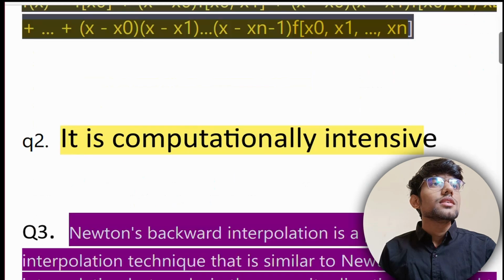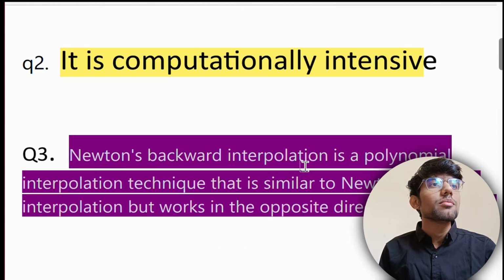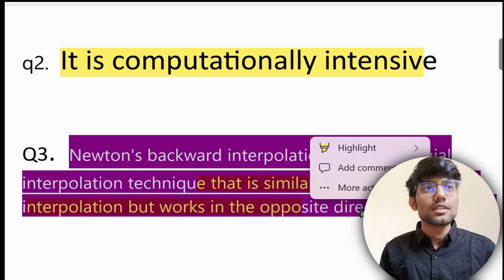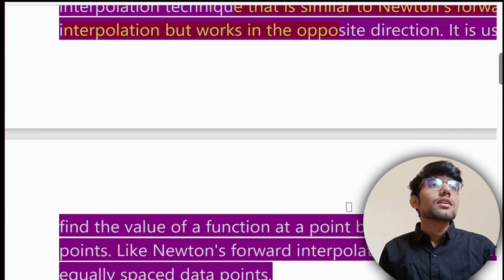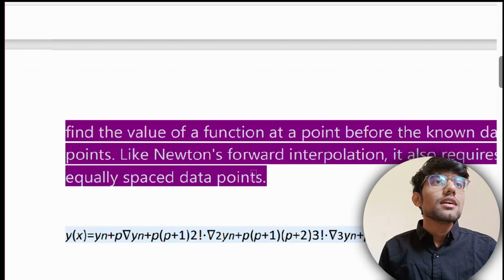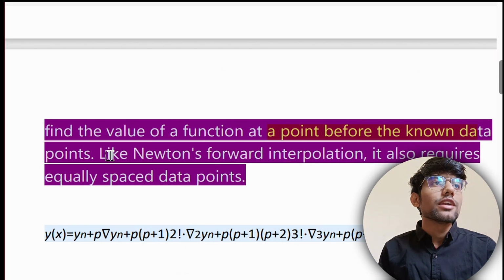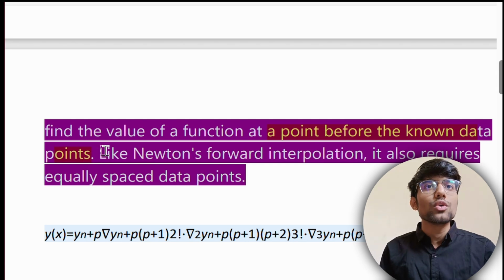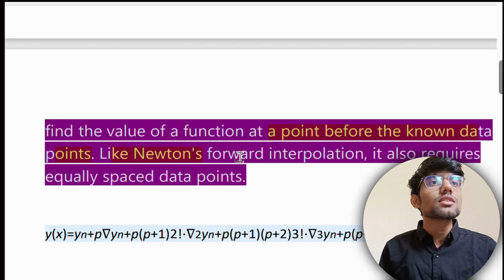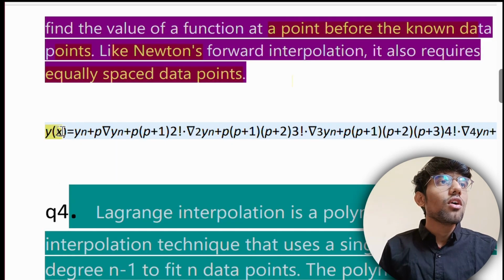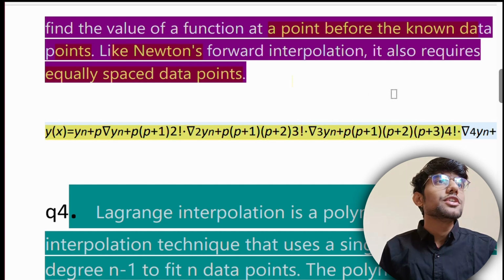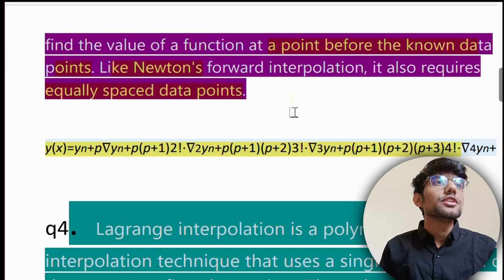Because Newton's backward interpolation is a polynomial interpolation technique that is similar to Newton's forward interpolation but works in the opposite direction. It is used to find the values of a function at a point before the known data points. Like Newton's forward interpolation, it also requires equally spaced data points, and the formula for Newton's backward interpolation is this.